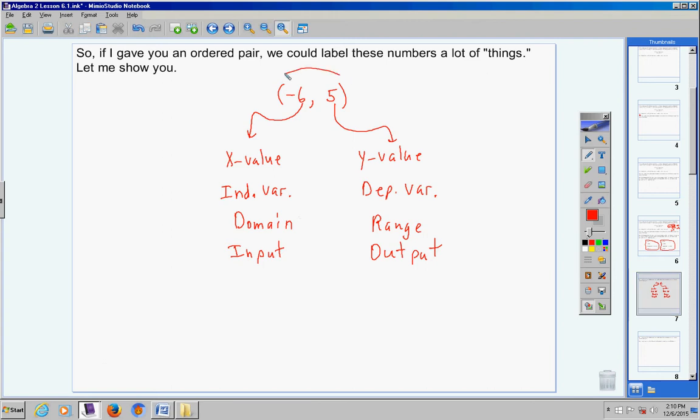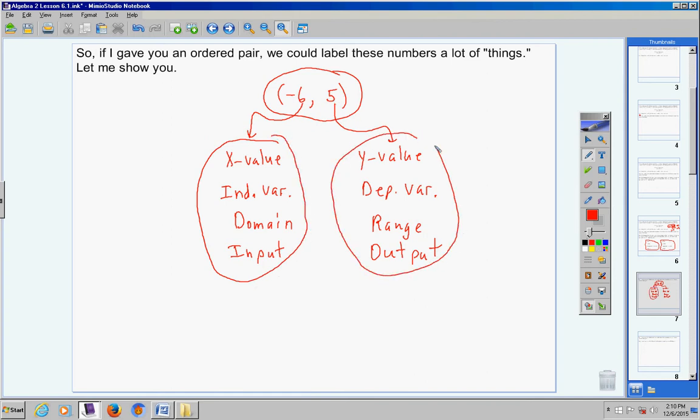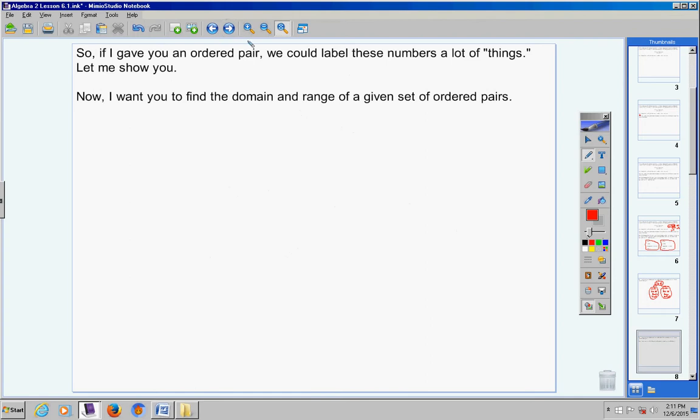But I can take an ordered pair like this and label this -6 any of these 4 terms. I can call this 5 right here any of these terms. They're all the same, okay? These 4 mean the same thing. These 4 mean the same thing. Now I want you to find the domain and range of a given set of ordered pairs, okay? So here we go.